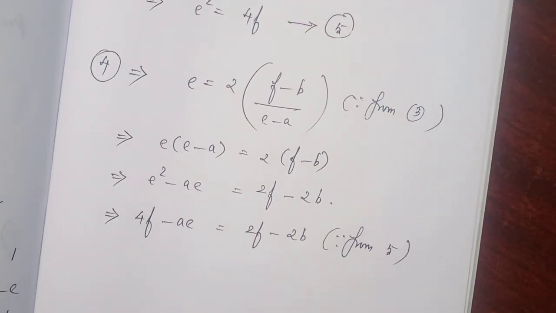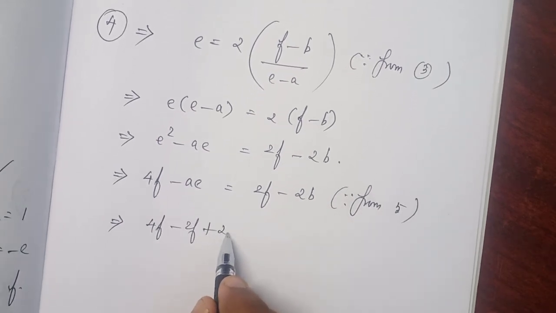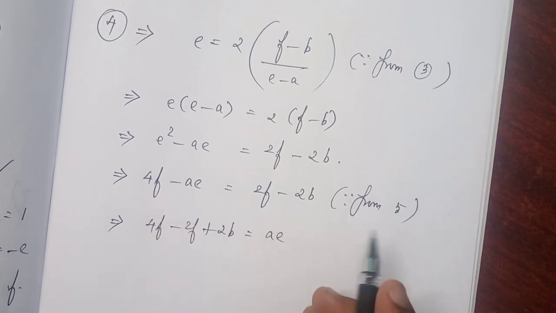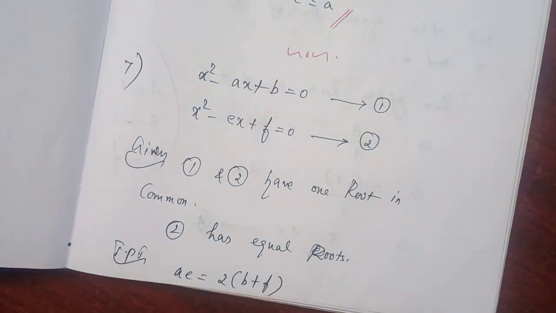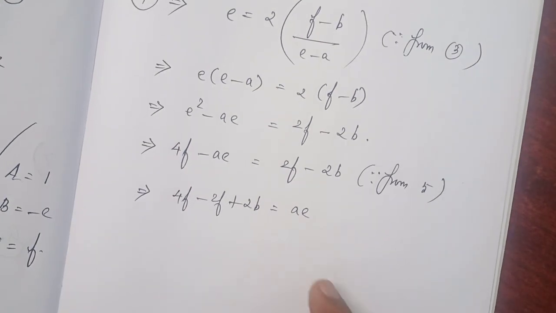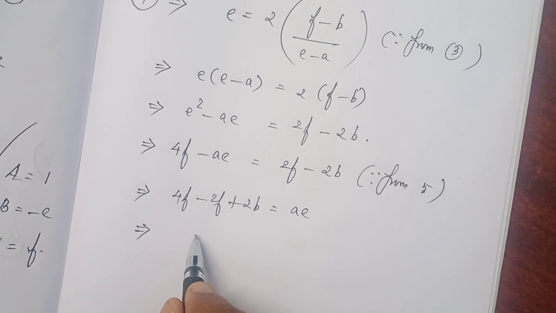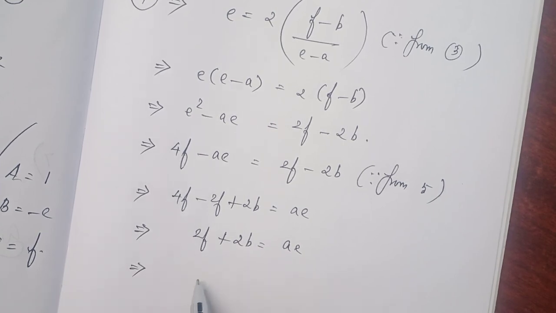Okay. Which implies 4f plus 2f comes left hand side minus 2f, minus 2b comes left hand side plus 2b, minus AE comes right hand side plus AE, because you are asked to prove that AE is equal to 2 times of B plus F. So that I am retaining AE on the right hand side. Now, which implies 4F minus 2F plus 2B is equal to AE. We can take 2 as common: 2 times of f plus b is equal to ae.